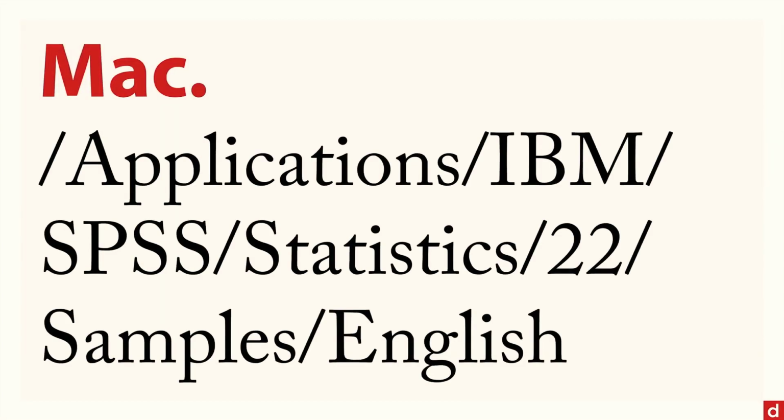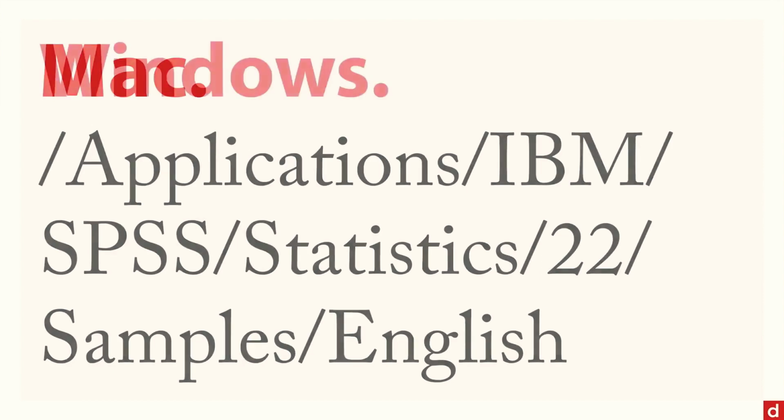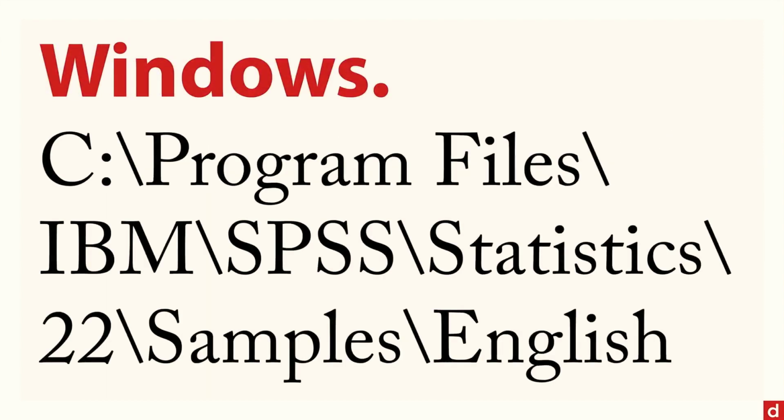Now, if you're on a Macintosh like I am, then it's going to be in your applications folder under IBM SPSS Statistics 22 or whatever version you're using, then samples, and then in English, then you'll have them. In Windows, it's a little bit different. It's going to be C, Program Files, IBM SPSS Statistics 22 or whatever version you have, samples, and then English. So you have to navigate to that manually in order to be able to find those.